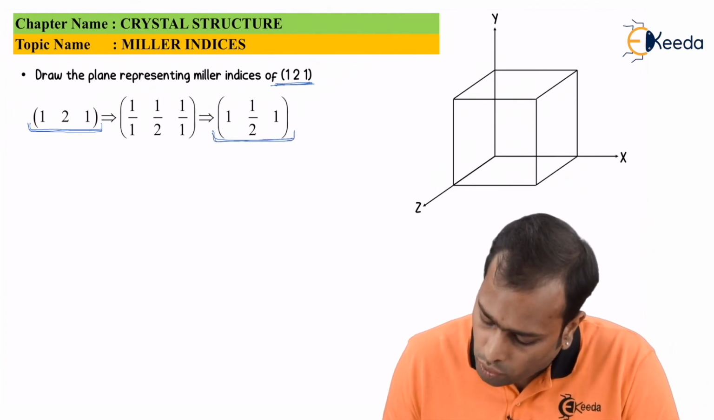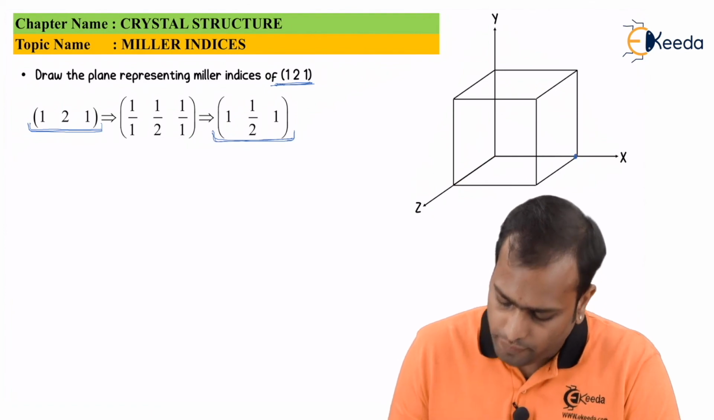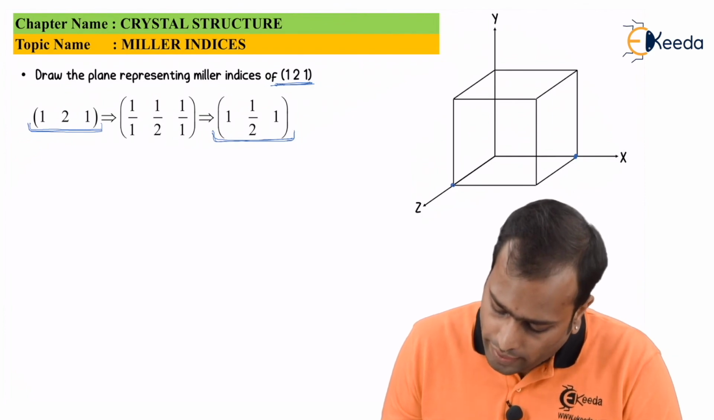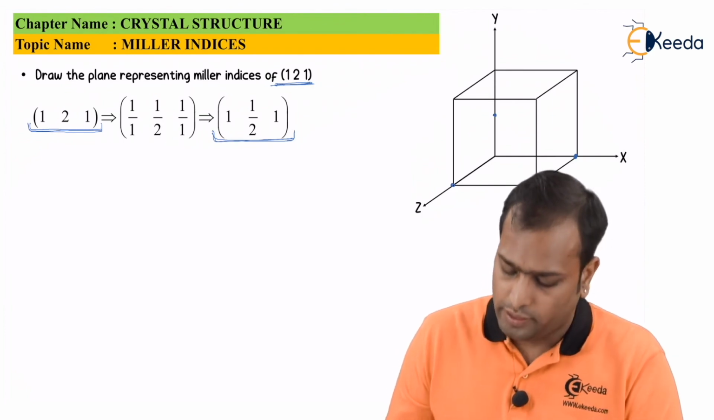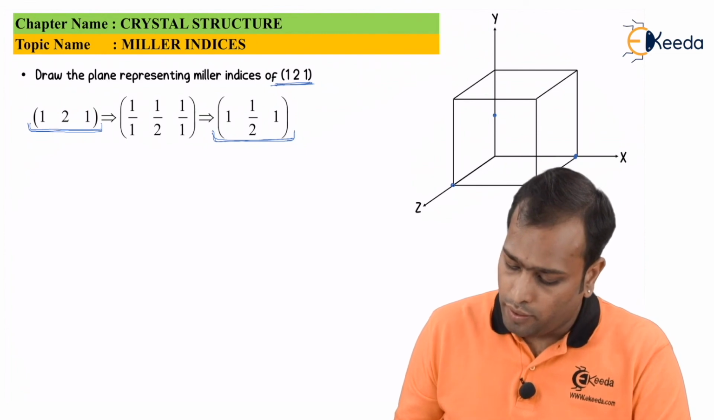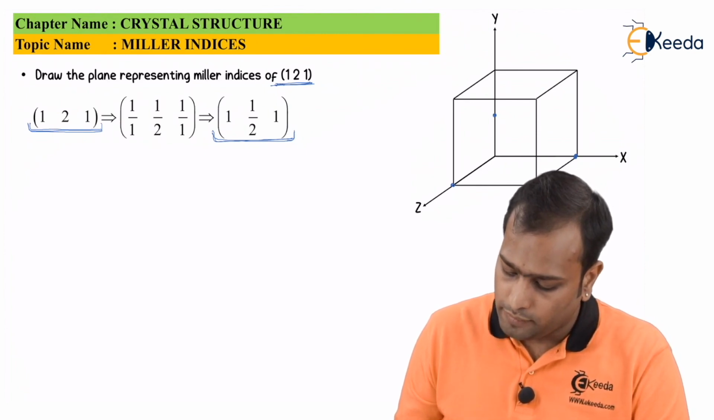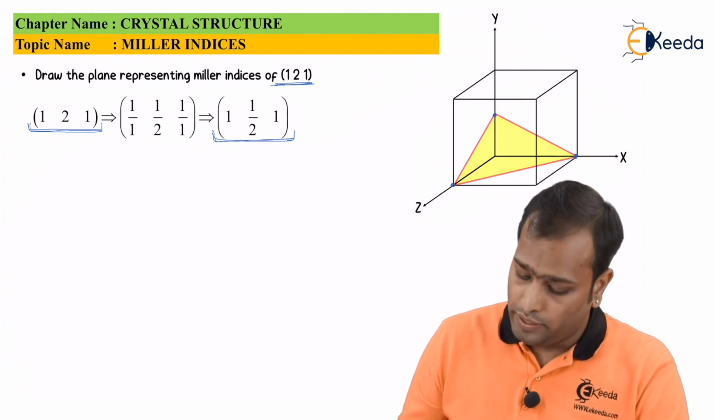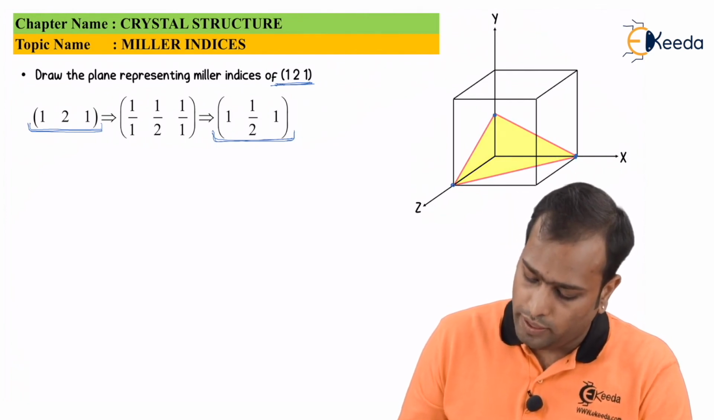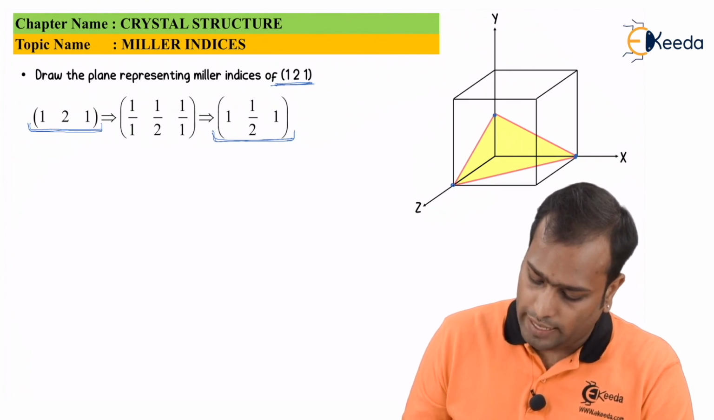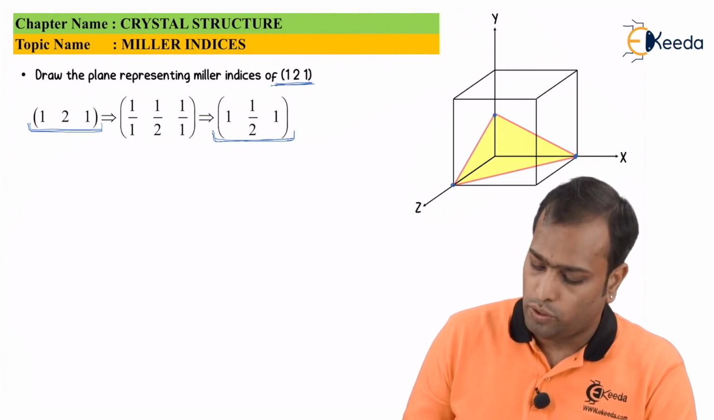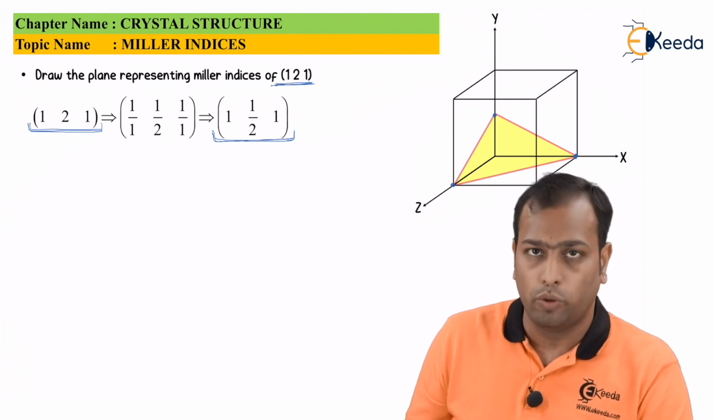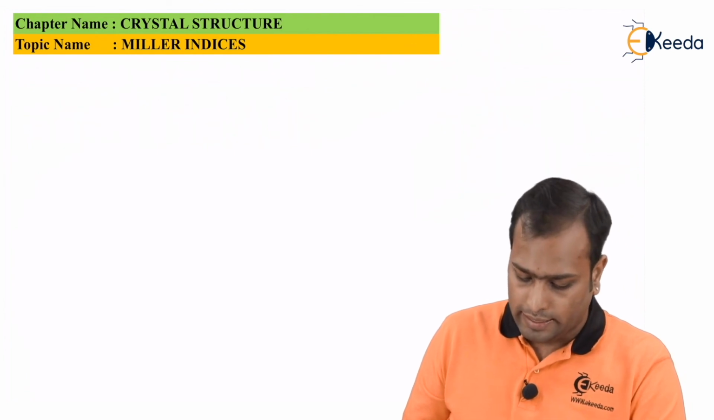So, on x, it is 1 unit. On z, it is 1 unit. And on y, it is half unit. So, my plane would be something like this. So now, this is the plane which is touching my x-axis at 1 unit, y-axis at half unit, and z-axis at 1 unit. So, if I join all these points, I'll be getting a plane which represents 1, 2, and 1. Let's take the next question.